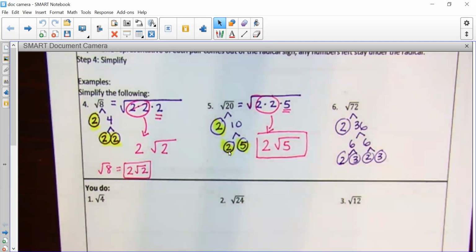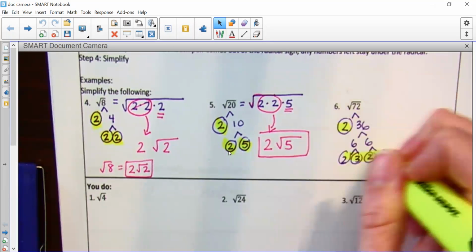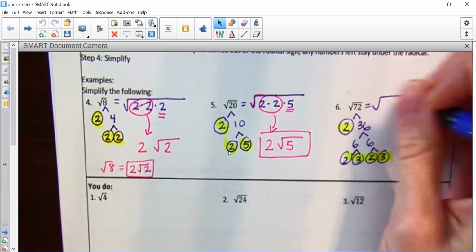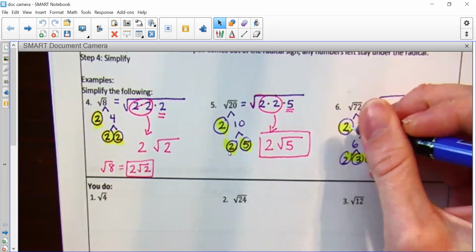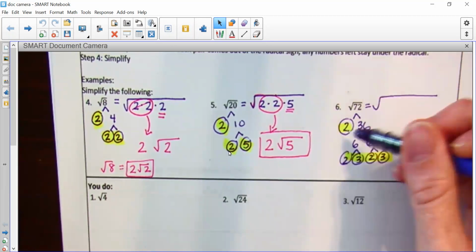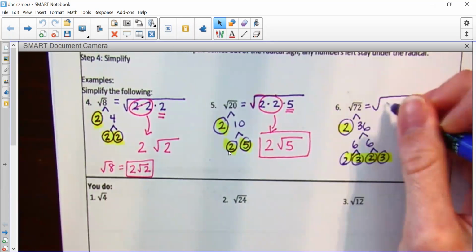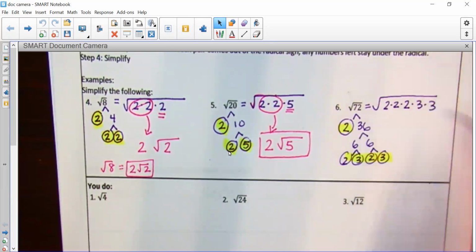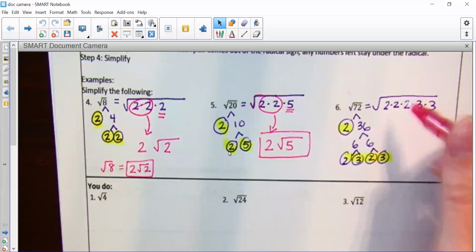So I'm going to gather up all my primes since they can't be broken down any further, and I'm going to put those under the radical. Let's put all our numbers that are the same together. So 2 times 2 times 2, I have three 2s and I have two 3s. Makes it easier to look for pairs. So I've got a pair of 2s and I've got a pair of 3s.